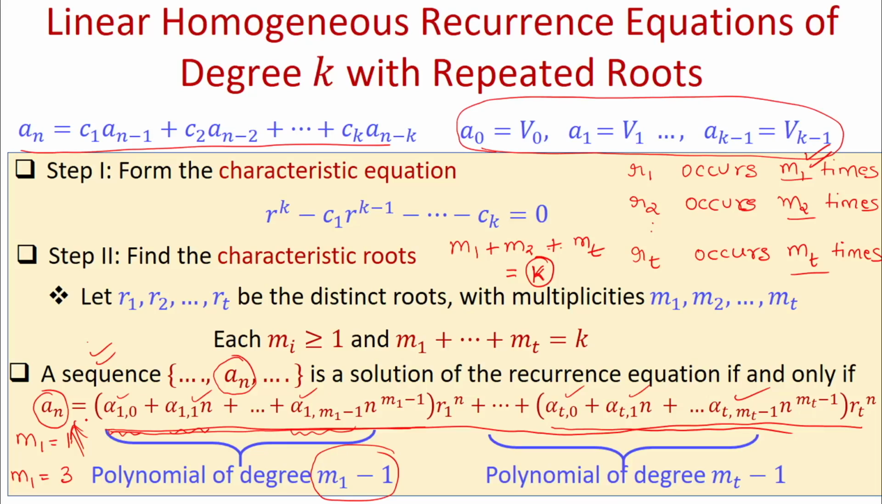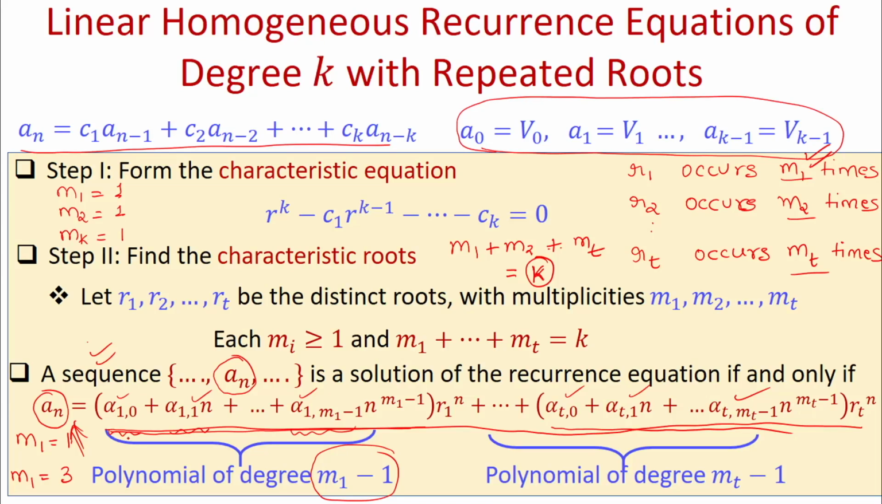Right? And now you can tally that this general formula captures all the cases that we had discussed till now, right? So if you are in the case when all the roots are distinct, that means you have k roots. Each of the roots has multiplicity 1. That means m1 is 1. That means r1 occurs as a root exactly once. M2 is 1, that means r2 occurs as a root exactly once, and like that m of k is 1, that means r of t occurs as a root exactly once.